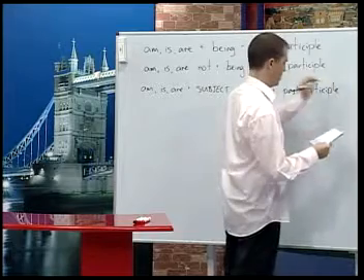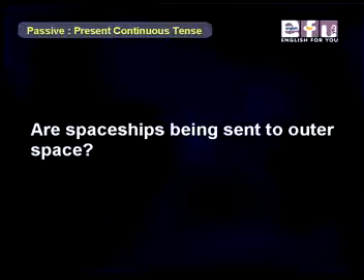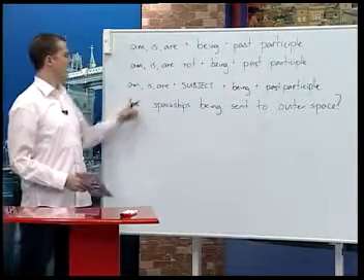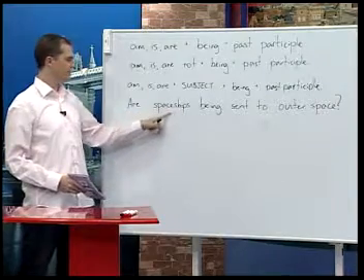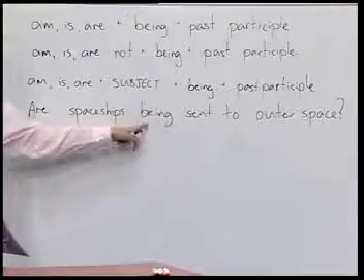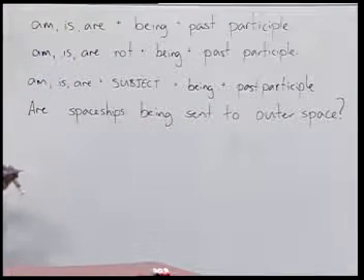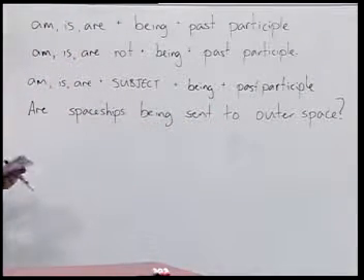Okay. For example, are spaceships being sent to outer space? We can see we have the am, is, are, subject, spaceships, being, past participle, sent. Are spaceships being sent to outer space?